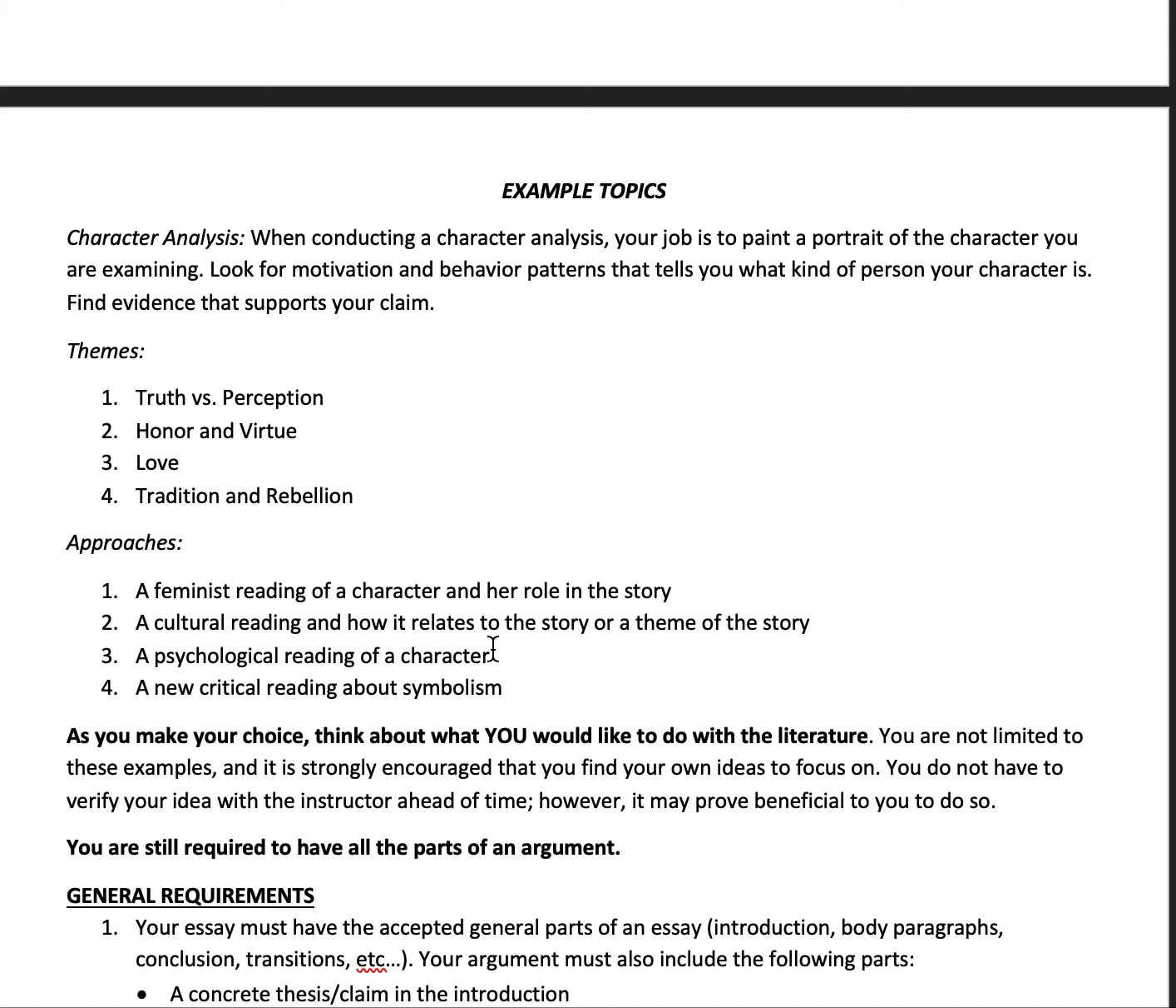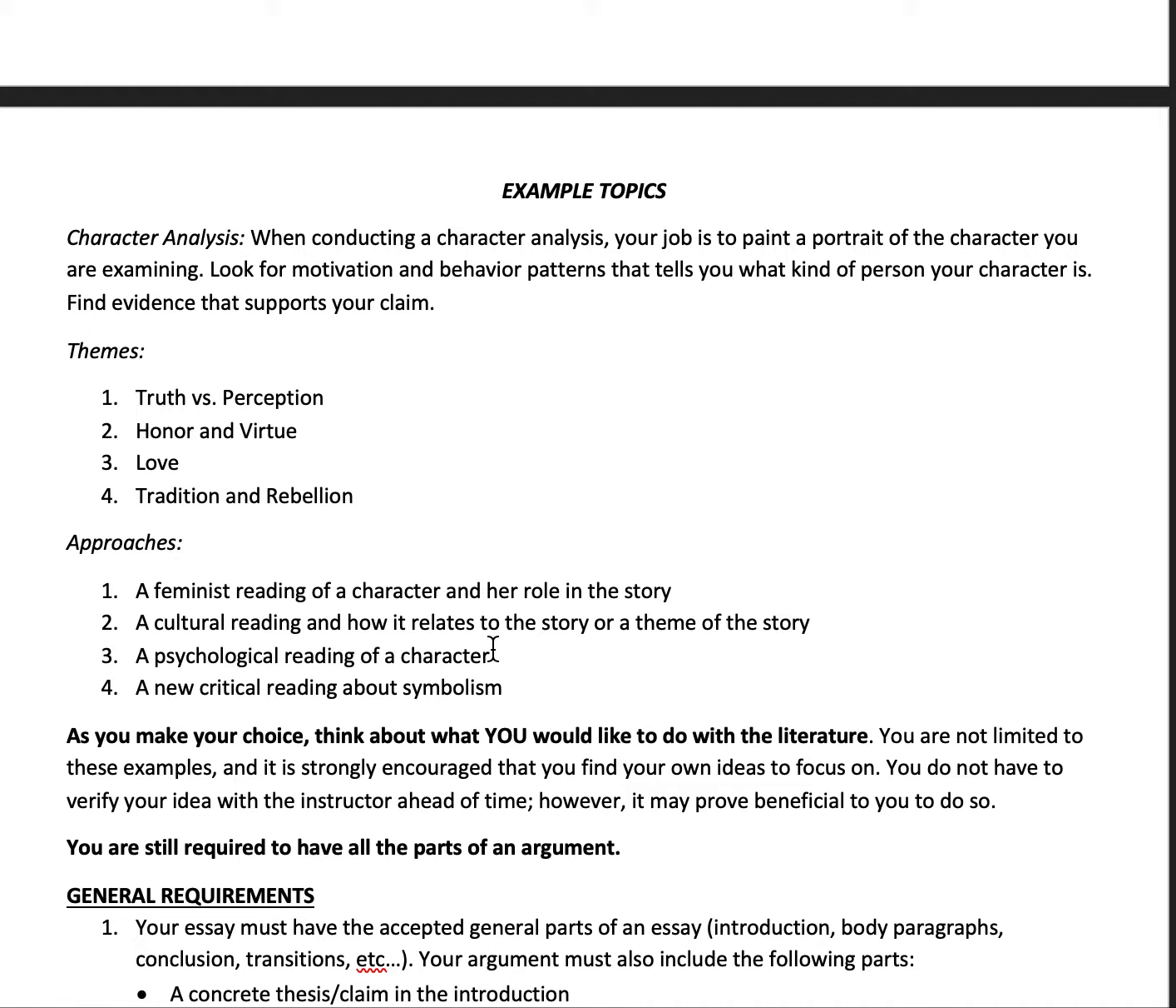If you choose themes, it could be things like the importance of truth or the idea that truth is relative. Maybe truth is just perception. It could be about the importance of honor or virtue. The idea of love is always important, or tradition versus rebellion. These are just suggestions, so if you think of another theme, I highly recommend you write about something unique and of your own perspective. But these are just some ideas.